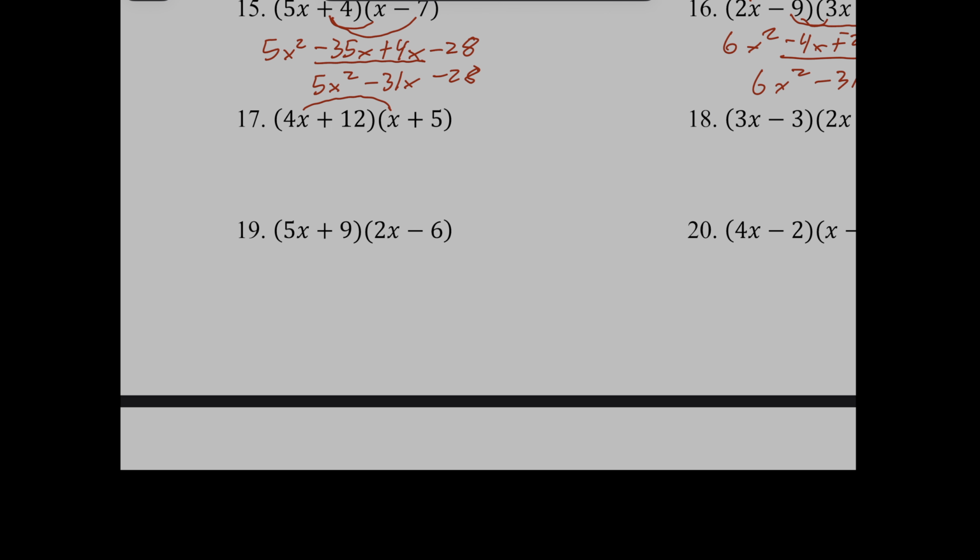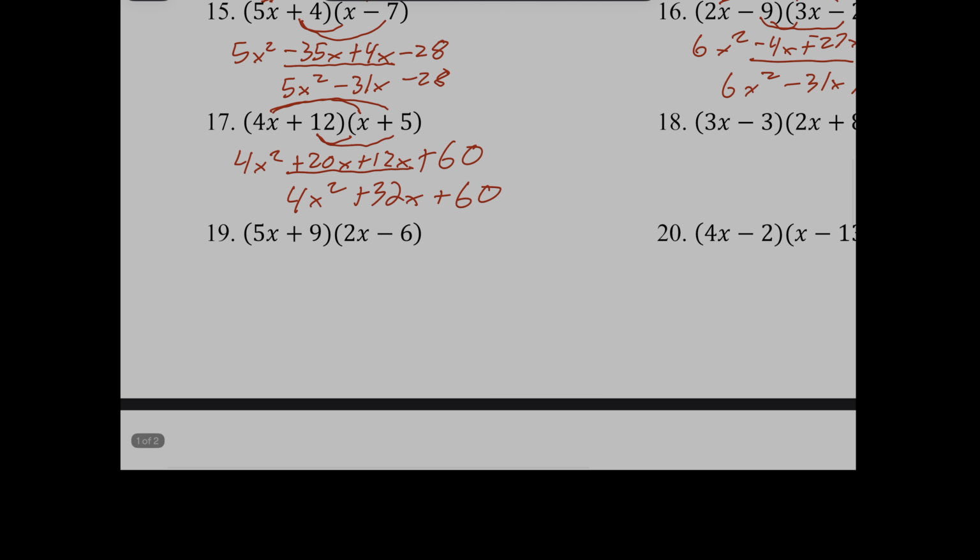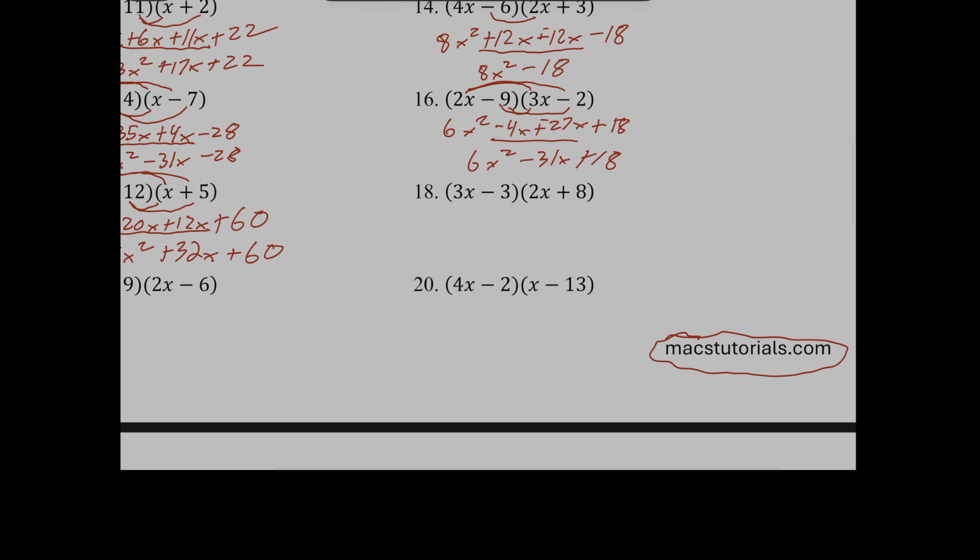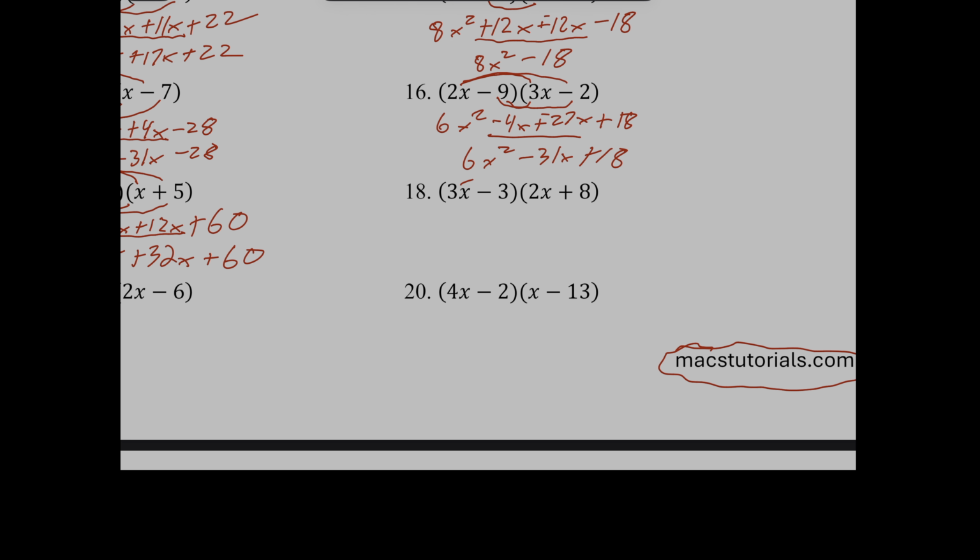What's 4x times x? That would be a 4x squared. Let's do my outies, which is a plus 20x. Let's do my innies, a plus 12x. Let's do my last. 12 times 5 is a plus 60. I got my like terms, 4x squared plus 32x plus 60. So you can do these really, really quick once you got a pattern. And if you notice, look at all these. They all kind of look the same, right? All the steps are the same where I underline. Even the lines. A lot of people don't like to do the lines, but look, that took me no time at all.